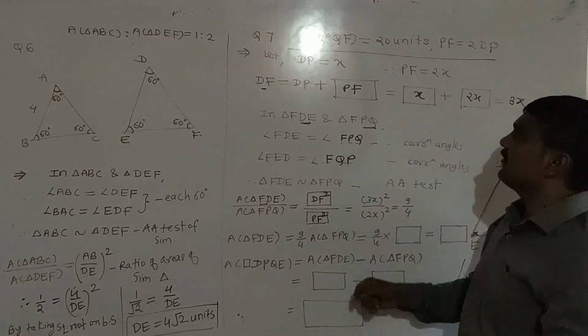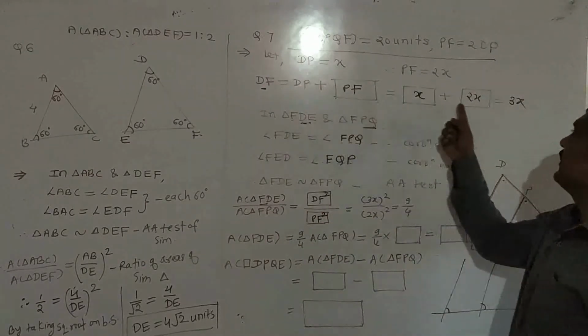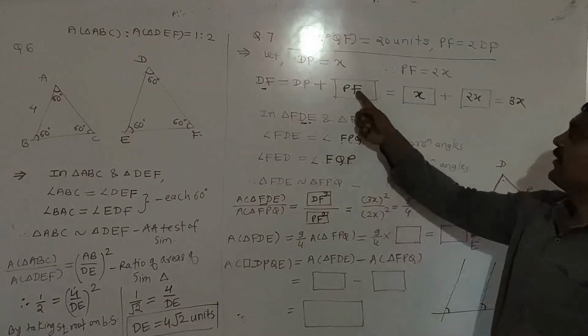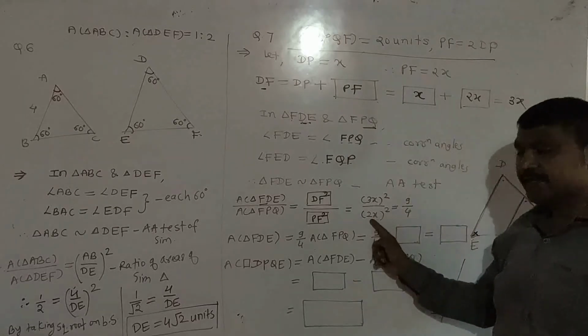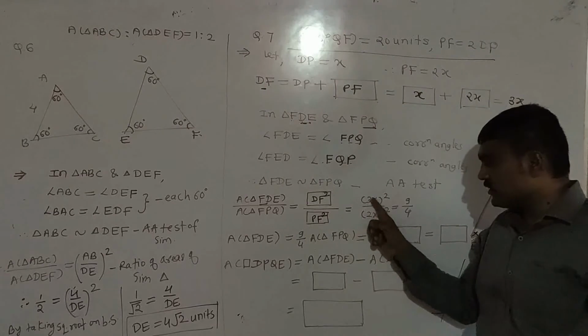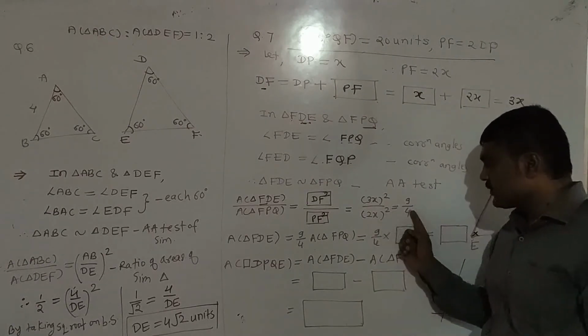Now what is the value of DF? We had the value of DF, 3x. So 3x is already written here. What is the value of PF? PF is 2x. So PF 2x is also already written here. X square gets cancelled. 3 square is 9 given here. 2 square is 4 given here.